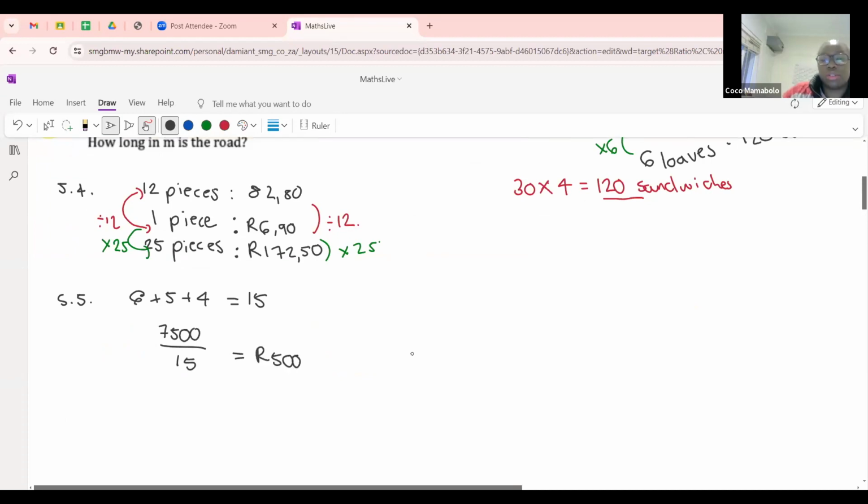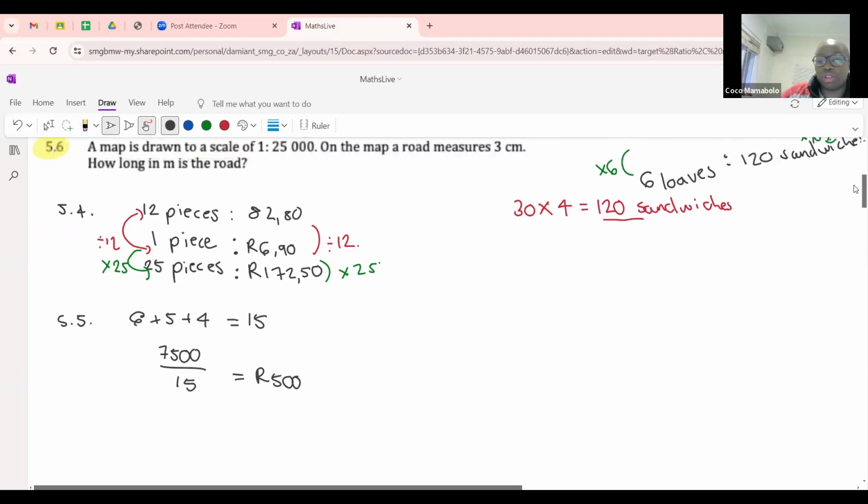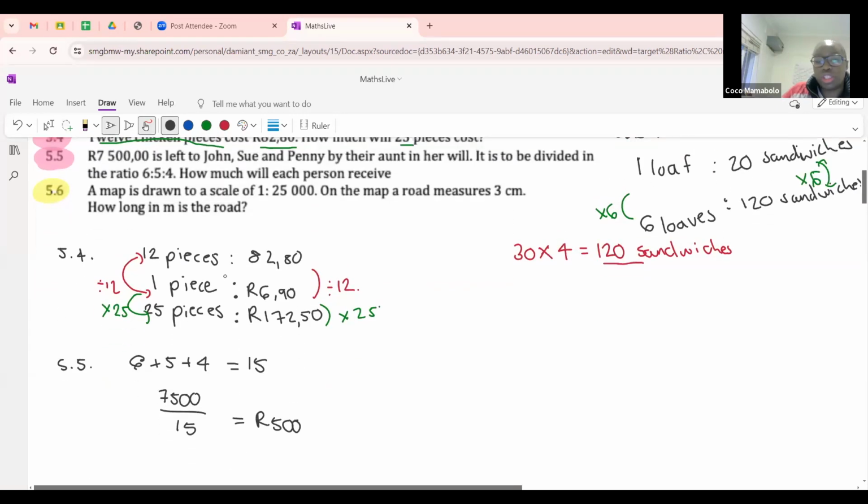Good. So now we need to share this 500, because that's only equal to one part. We need to share it amongst these 3 people. So how do we figure that out? Afterwards, ma'am, I multiplied. I said 4 times 500 equals 2,000. Then 5 times 500 equals 2,500. And for number 6, I said 6 times 500 equals 3,000. Beautiful work.